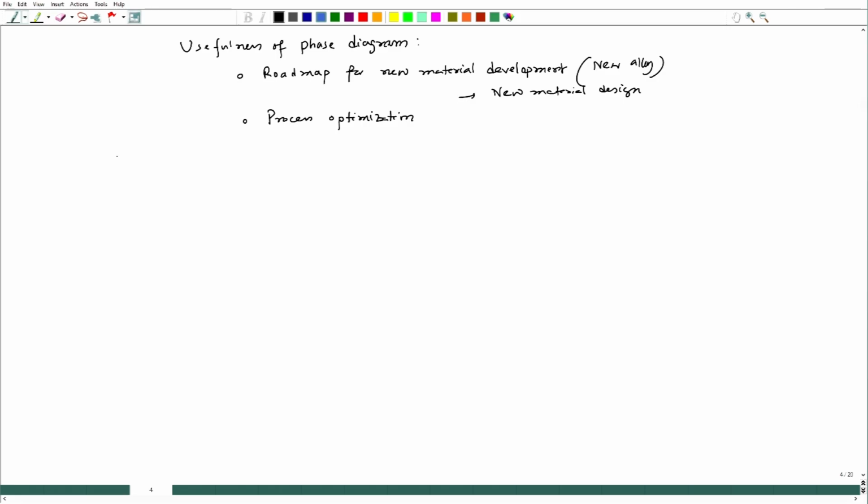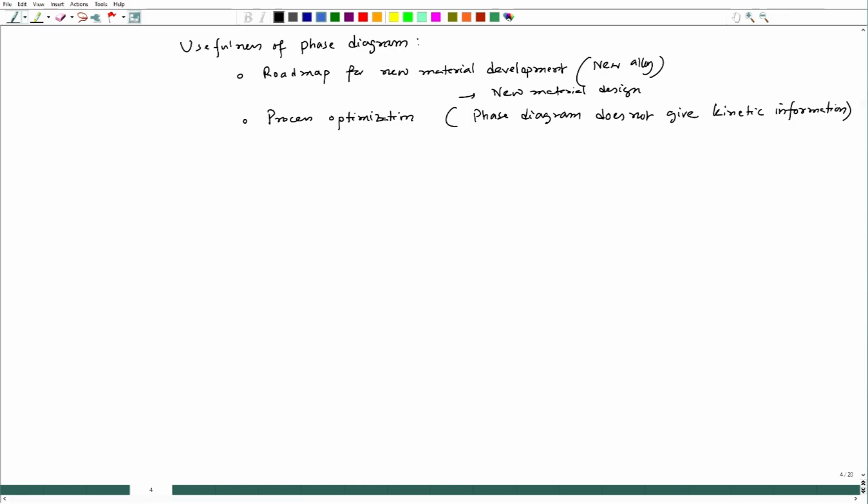So, if I try to see where the phase diagram lacks, it does not give kinetic information. So, this is a kind of lacking part, but at least when I talk about this process optimization.